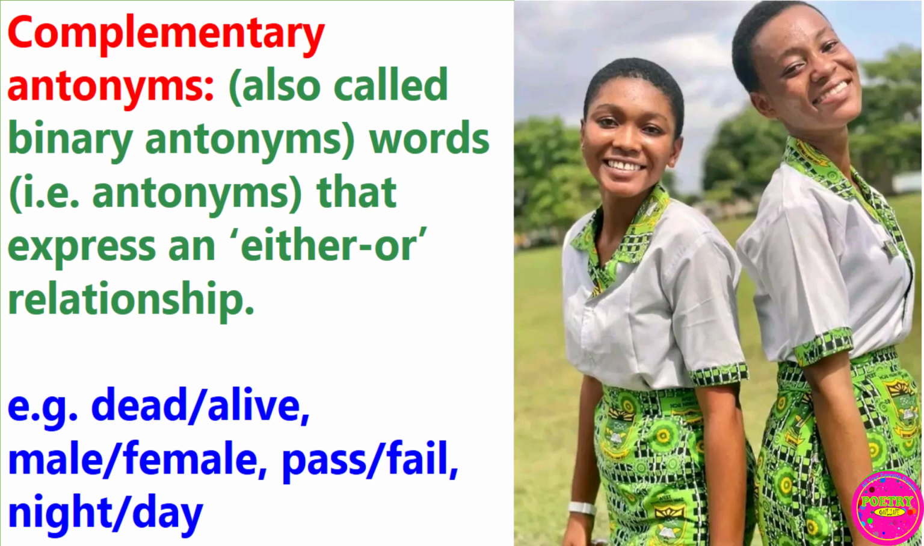This type of antonyms do not operate in a continuum. Thus, we can tell if a person is dead or alive. A person cannot be somehow dead or somehow alive. It is either you are dead or you are alive. It is either you are male or female. You cannot be somehow male or somehow female.